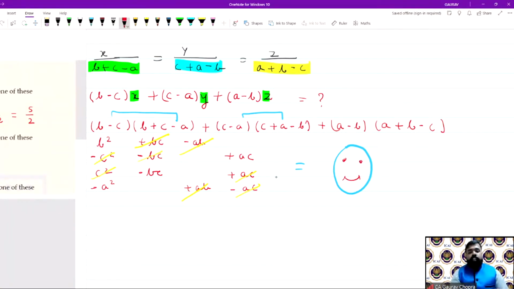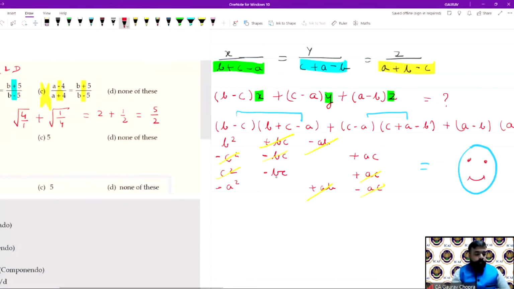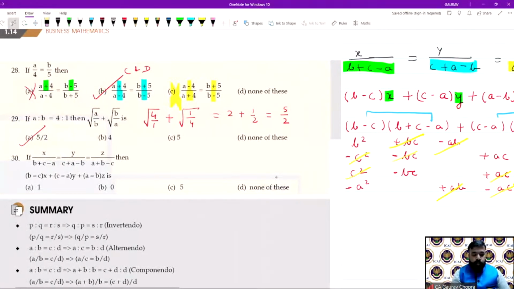Okay, now you can have the smile on the face because this was the last question of the exercise 1B. All right. So the answer was 0. Yes, so most of you have given the answers.